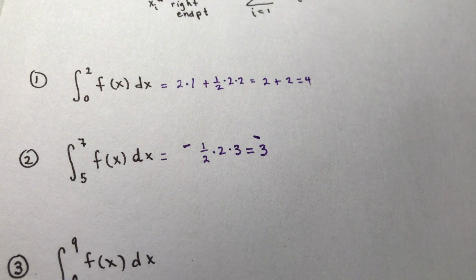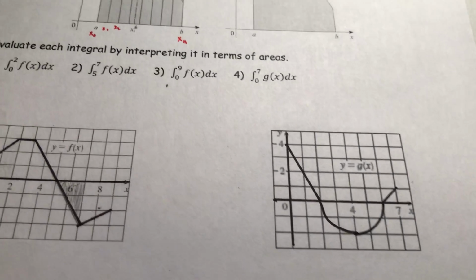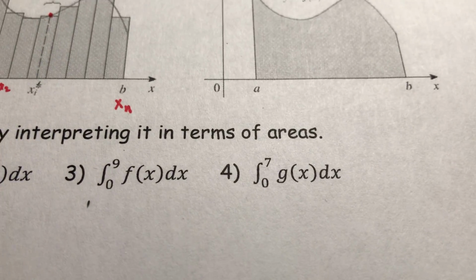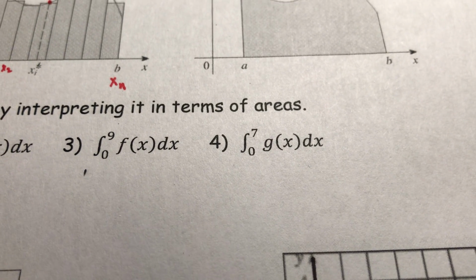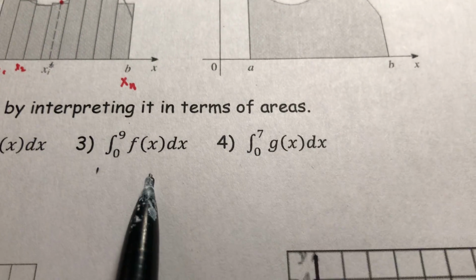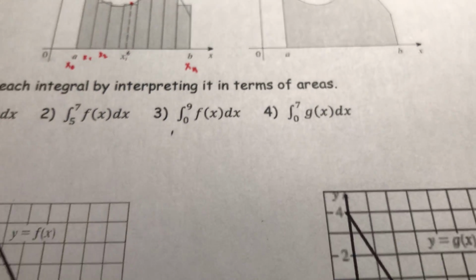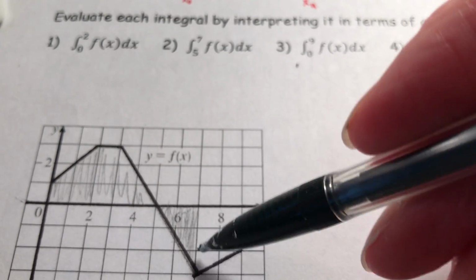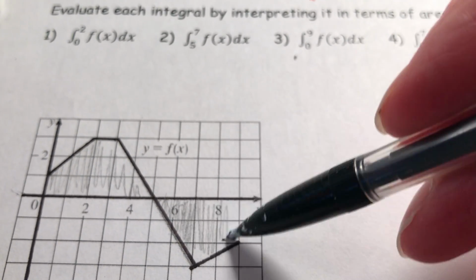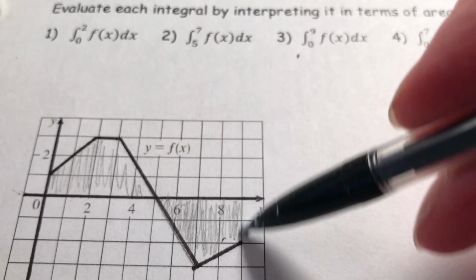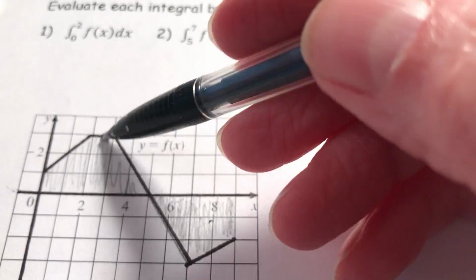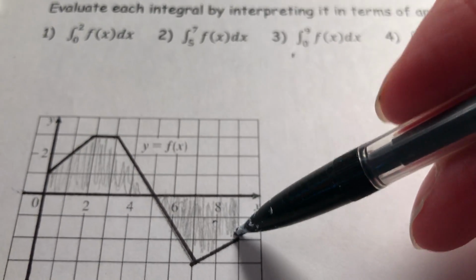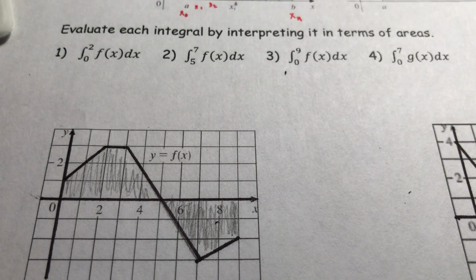All right, let's go ahead and do number 3. Number 3 says, find the integral from 0 to 9 of f of x dx. All right, 0 to 9. Well, 0 to 9 would be all of this and all of this up to here. So we're talking about this positive and this negative part.